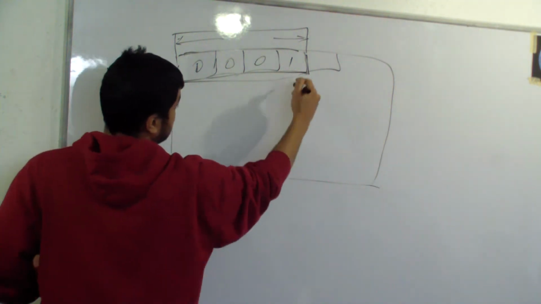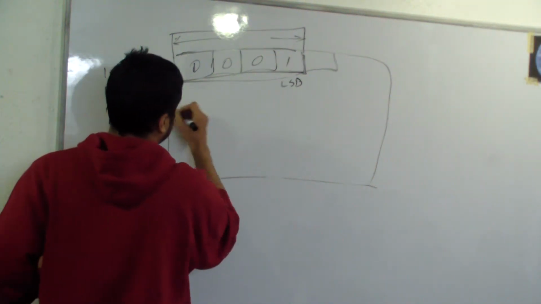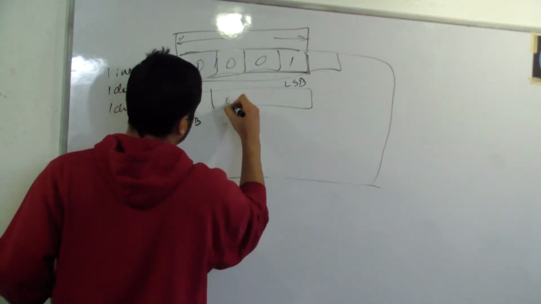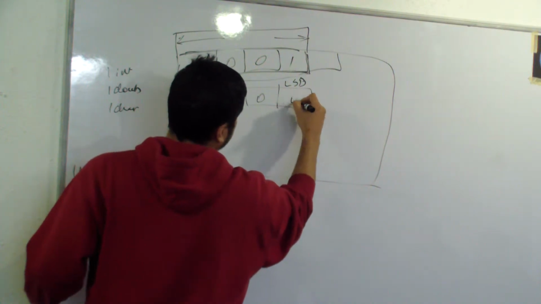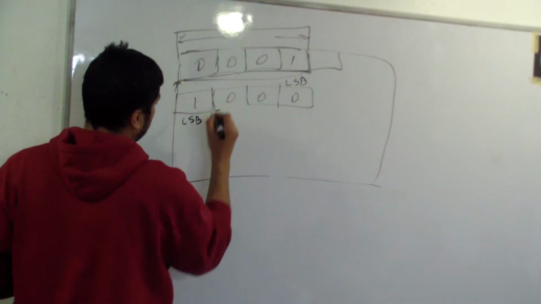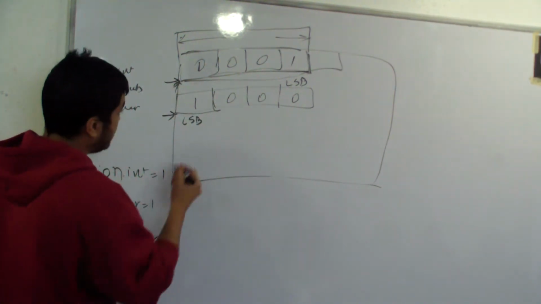Now, if this is LSB, only your 1 will be set here. If this was your LSB, this is the same one. This is how it would look. Correct? Now, when I say char, it has to start either here or here.